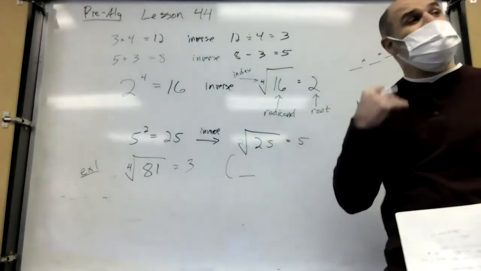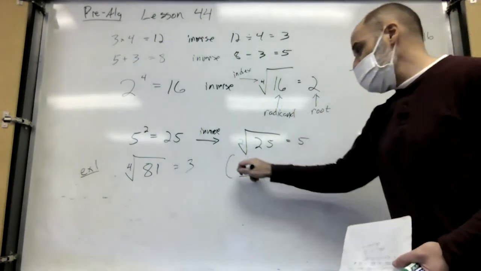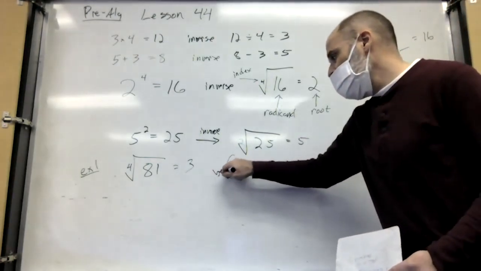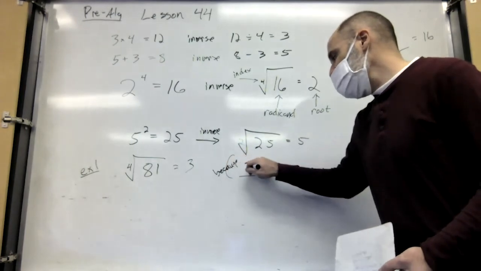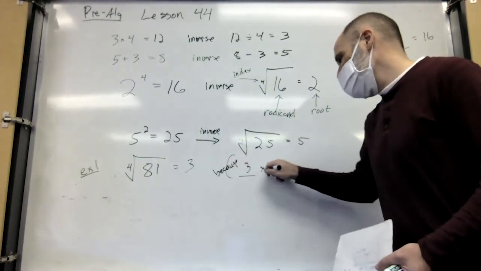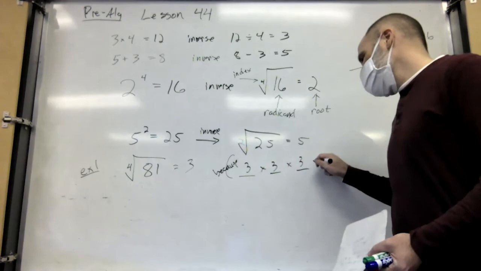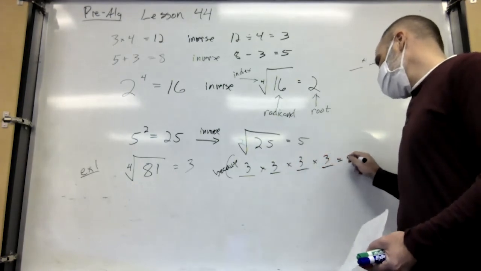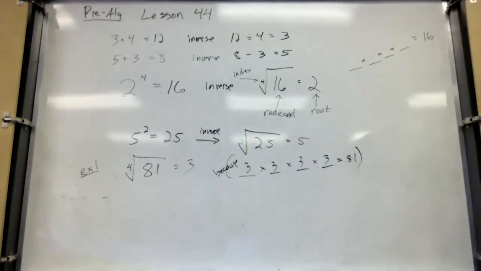But in your mind, it helps to do something like this, because 3 times 3 times 3 times 3 equals 81. That's why 3 is the answer, because 3 multiplied by itself 4 times equals 81.